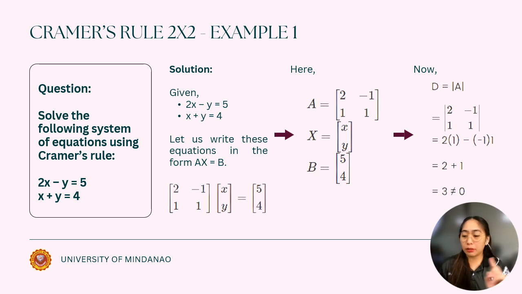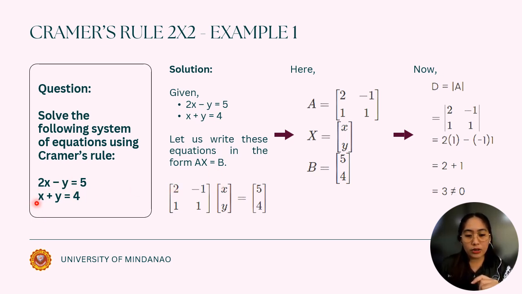So to understand the concept of the 2 by 2 Cramer's rule and how to solve it, here is example number 1. Solve the following system of equations using Cramer's rule. The equations are 2x minus y is equal to 5 and x plus y is equal to 4. So first things first, given these two equations, let us write this in the form Ax = B as discussed previously. So here, again, A is the coefficient matrix. From the given equations, 2 is the coefficient of x, then -1.